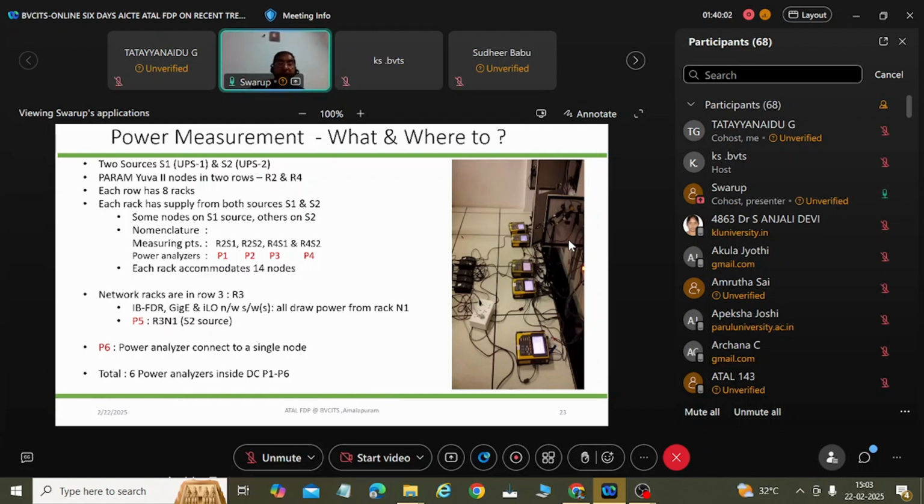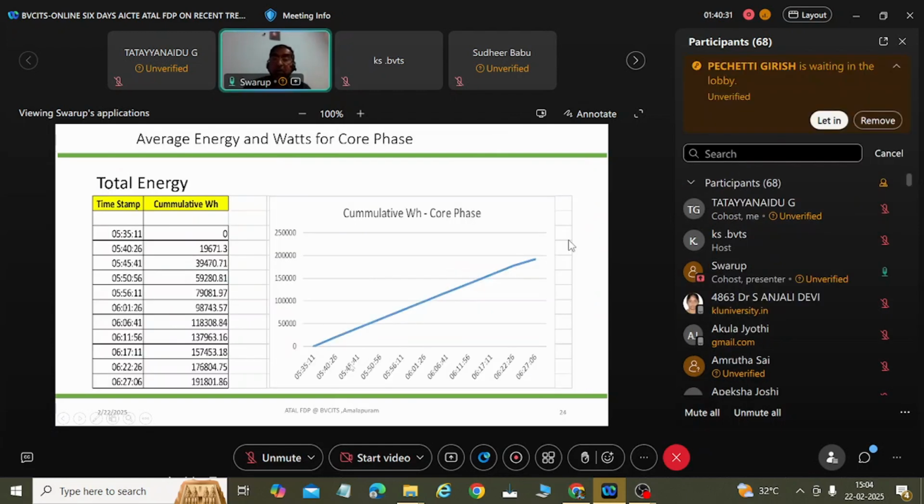In total we have 4 rows. One row is for the entire storage: one for the parallel file system, and another for the shared file system. Then I have the compute nodes, another compute node row. Then I have the networking equipment in between. So considering that, I need to use around 6 analyzers here to get that power measurement. This I am skipping. This is like, core-wise, how much it is.